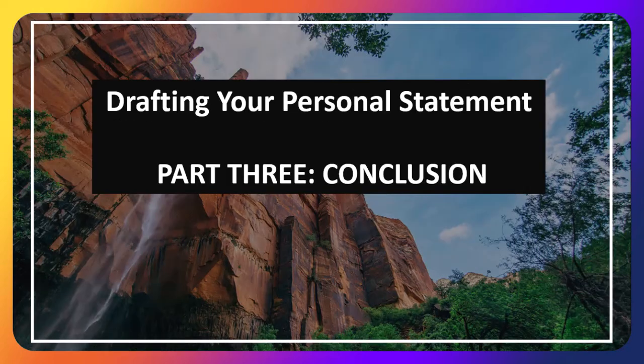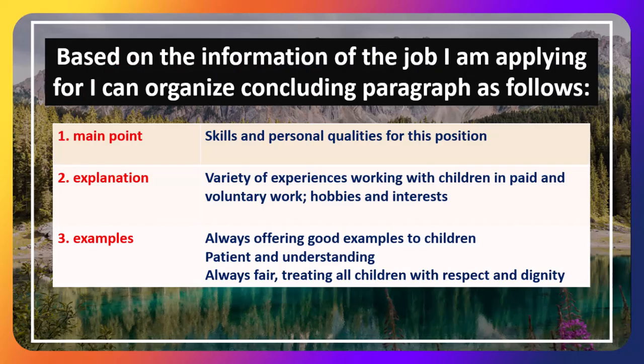Now we're going to move to the concluding part, or the conclusion part 3. Now based on the information of the job I'm applying for, I can organize concluding paragraph as follows. The same thing I have used earlier in the body part. Main point, skills and personal qualities for this position, and then followed by explanation, variety of experiences working with children in paid and voluntary work, and you may include hobbies and interests. Then follows example, always offering good examples to children, patient and understanding, always fair, treating all children with respect and dignity. Now, let me show you how you can organize this into a concluding paragraph.